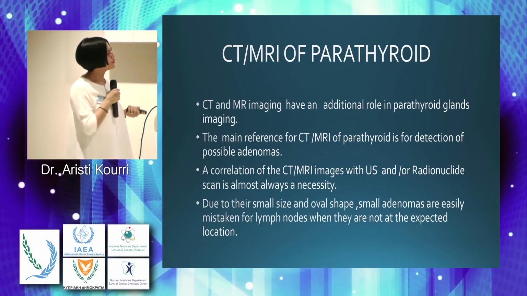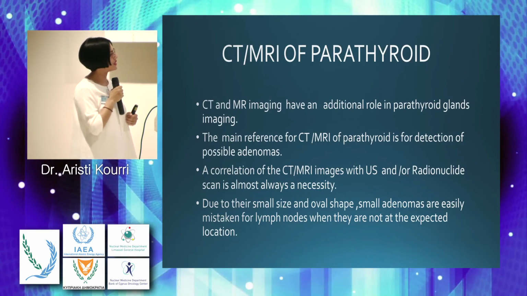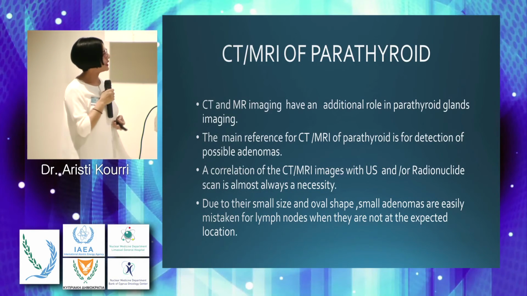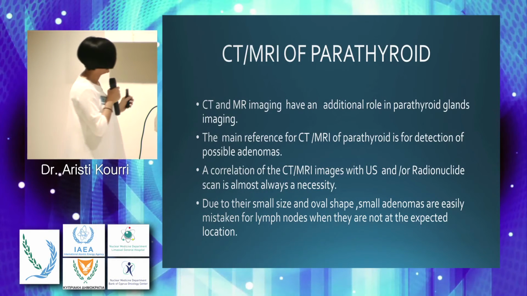Just a few words about the parathyroid. CT and MR imaging have an additional role as well in parathyroid gland imaging. The main reference for CT or MRI is for detection of possible adenomas. A correlation of CT and MR images with ultrasound and/or radionuclide scan is almost always a necessity. Due to their small size, when the adenomas are small and oval in shape, they are easily mistaken for lymph nodes when they are not at the expected location.